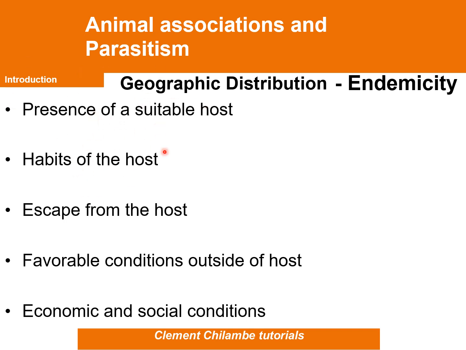So, geographical distribution and endemicity of these parasites. One, the presence of a suitable host. Okay, they should find a suitable host. Then two, the habits of the host, and then escape from the host, the favorable conditions outside of the host, and economic and social conditions. So we are talking about what? The endemicity, the geographical distribution. How do these parasites get the chance to ensure that they affect the host? So these are some of the reasons that you can give here.